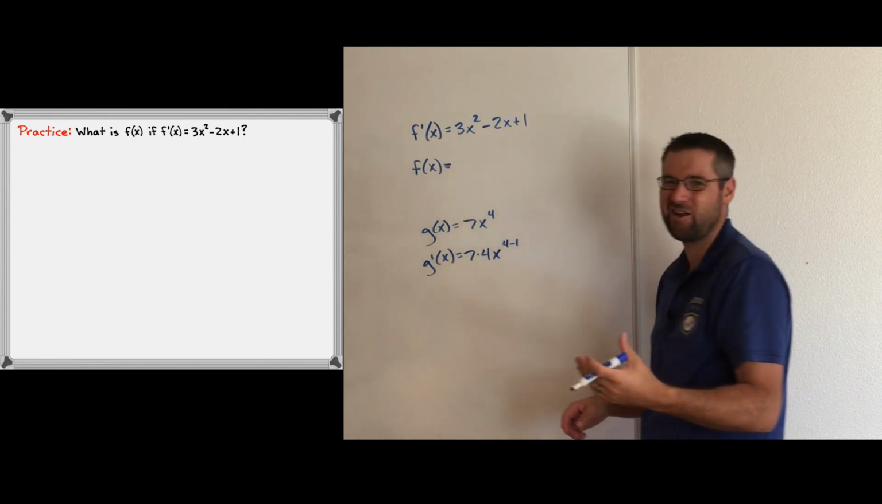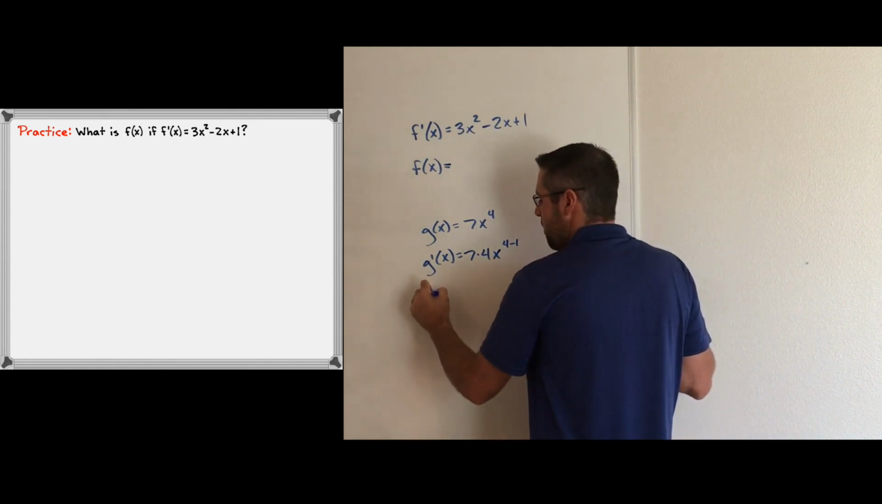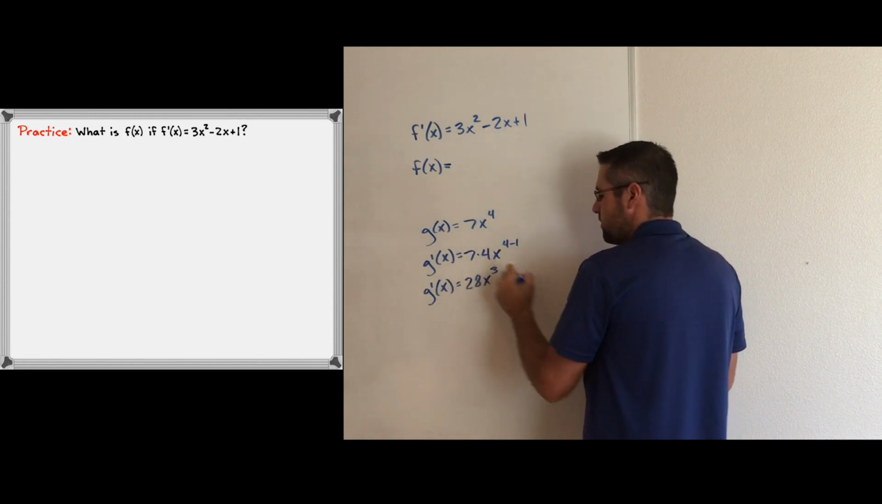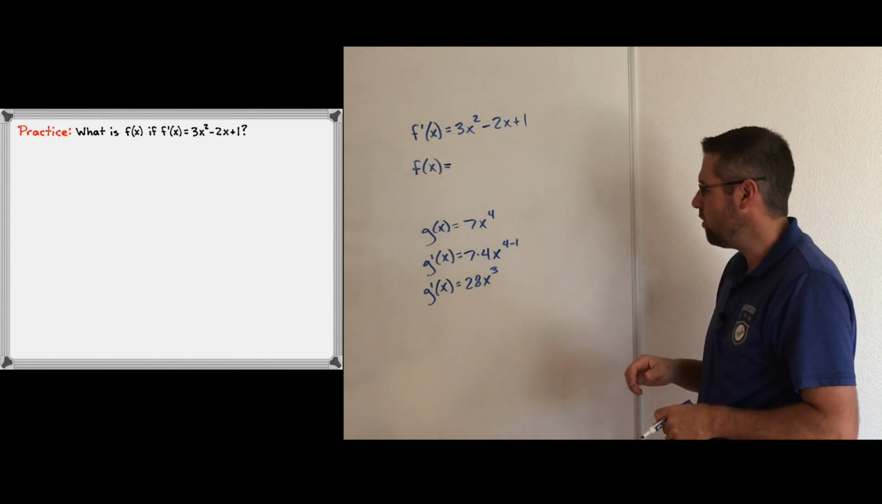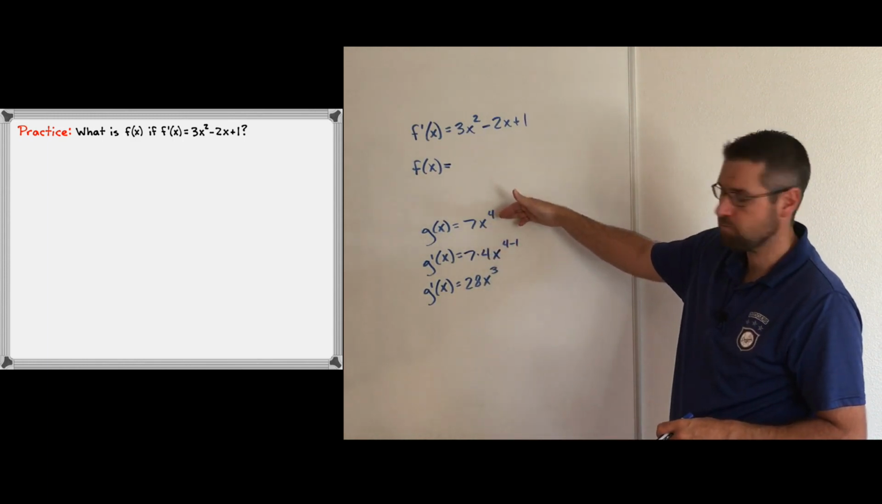Now I know we can do all that in our head. We don't have to write all these steps out. But you're going to see how that relates if I go backwards. So the end result is 28x cubed. So we get that. But now we want to go from g prime back up to g.